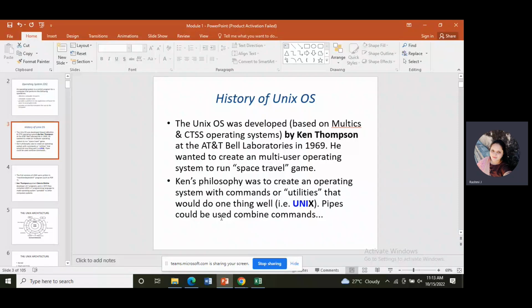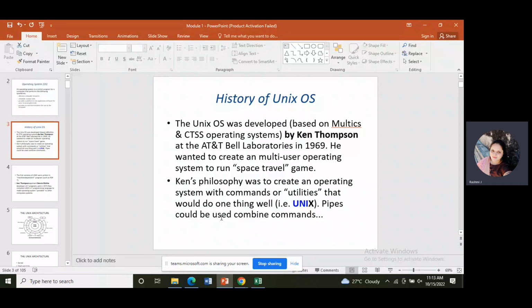It will allocate the resources and manage the hardware, right? Like that, the kernel will also manage the resources and manage the whole hardware and software applications. So now we are going to learn about the history of the Unix operating system.